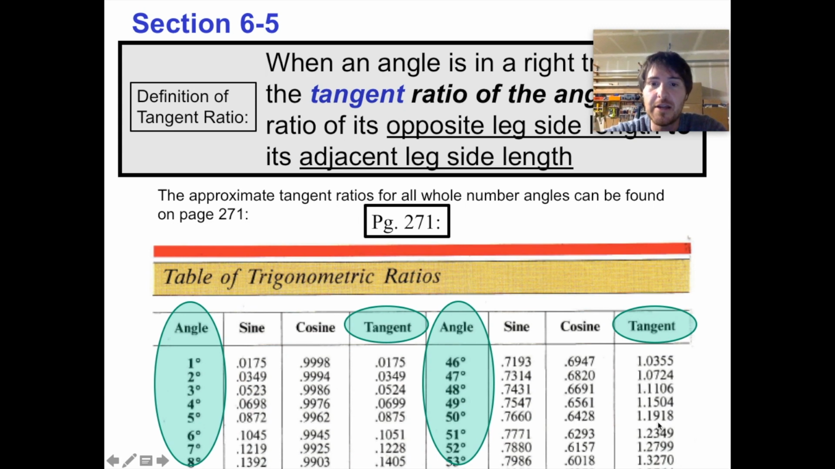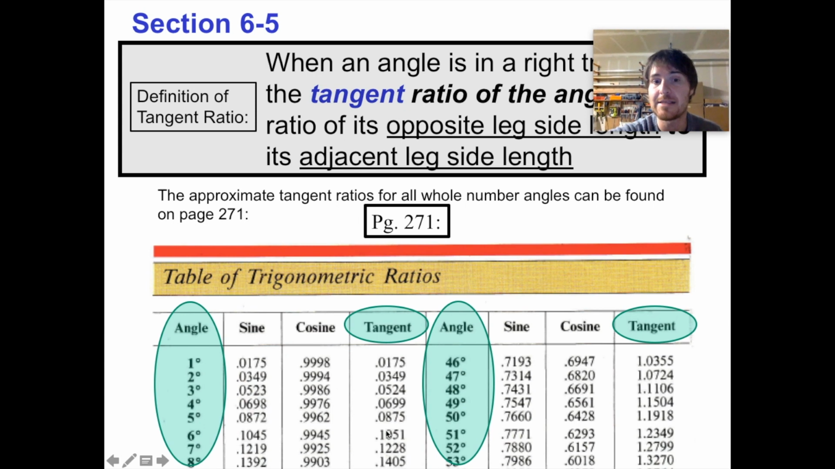So tangent is over here, tangent also over here, because here we have, I think, angles 1 through 45 on this side, and then 46 to 89 on that side. And here for a 2-degree angle, for instance, the tangent ratio is 0.0349. So that means if I had a 2-degree angle, the opposite side would be 0.0349 to 1 compared to the adjacent side. It would be about 3.5% as large as the adjacent side. So it's much, much smaller, right?